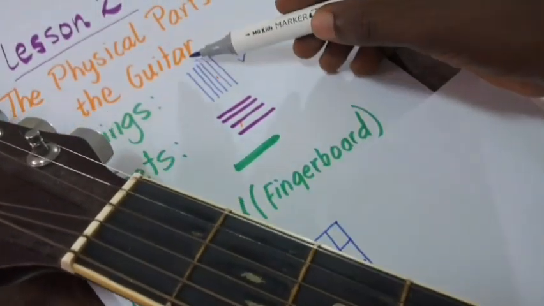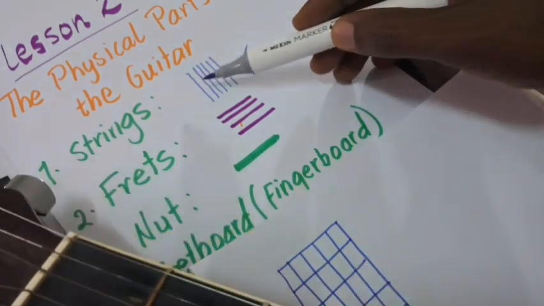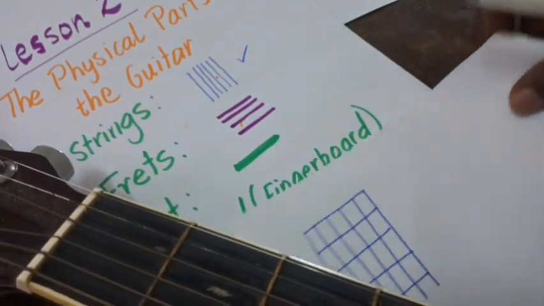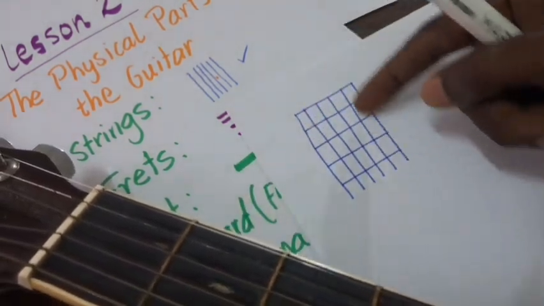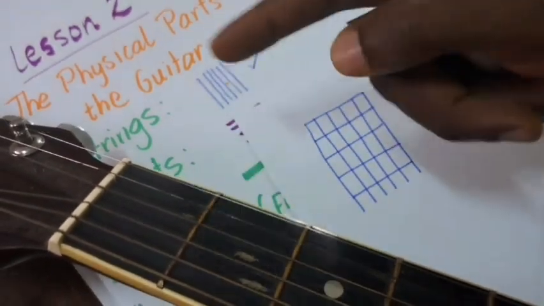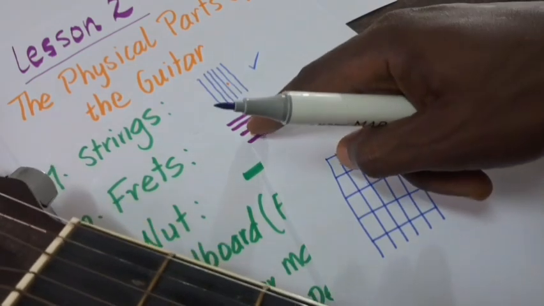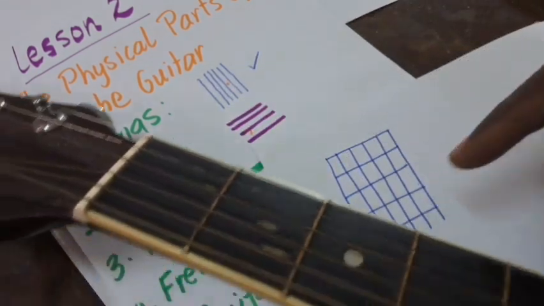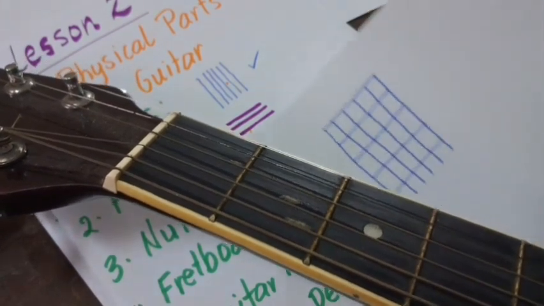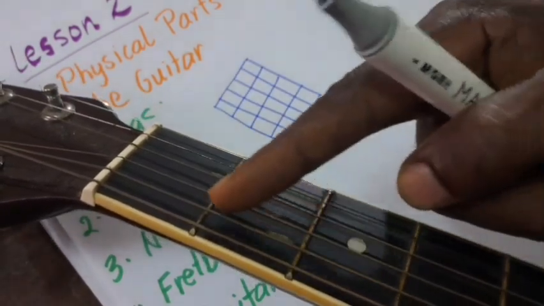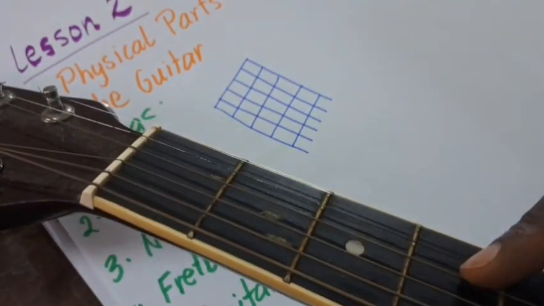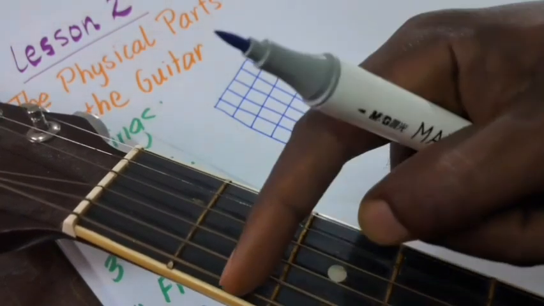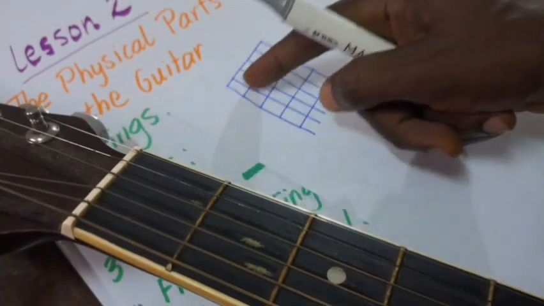This is what we have simply done. We have taken the strings, these strings, and had them here vertical. We have taken the frets that are horizontal and we have them here horizontal. So this is what we have now. The vertical are the strings, then the horizontal are the frets.